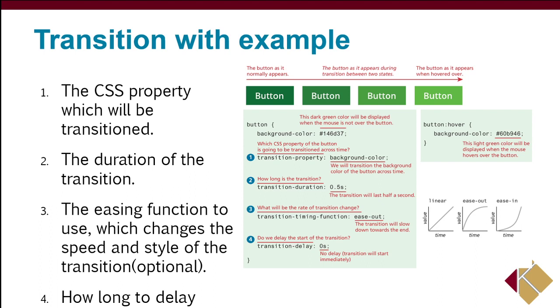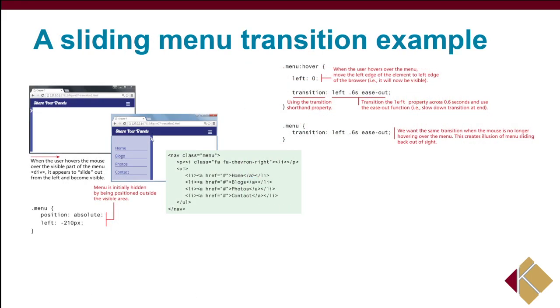Duration, and timing, which is going to be either linear, which means it's the same all the way through, ease out, which means it slows down toward the end, or ease in, which slows down toward the front. And then how long do we want to delay the start of it? So transition delay. Those are your basics of how you can make a transition. If you've ever wondered how you get that handy, nice little animation when you're sliding out a menu, this is how it's doing it.